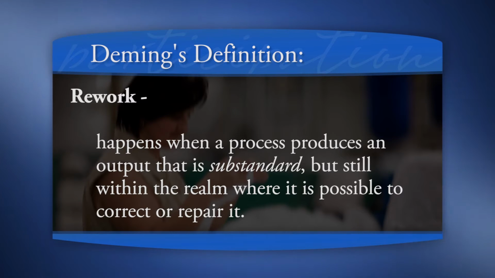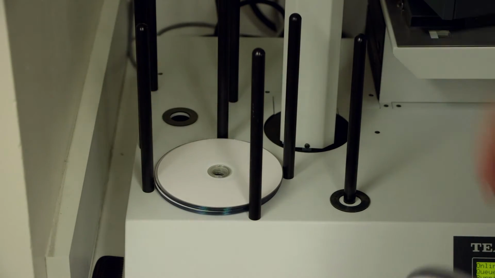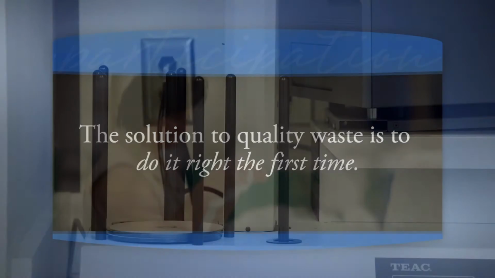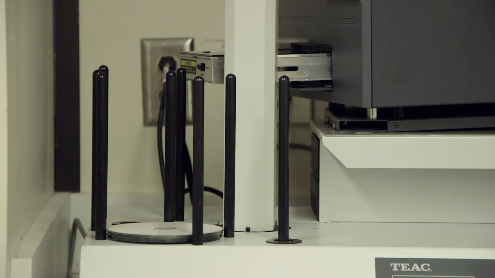Rework happens when a process produces an output that is substandard, but still within the realm where it is possible to correct or repair it. In this case, the extra resources, time, and effort used to fix the initial defect represent waste. The solution to quality waste is to do it right the first time. Analyze, correct, and manage the process so that it produces the right result every time in the first place, rather than finding and responding to a bad result after the process has failed.